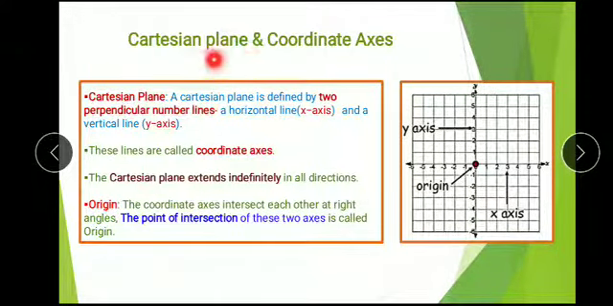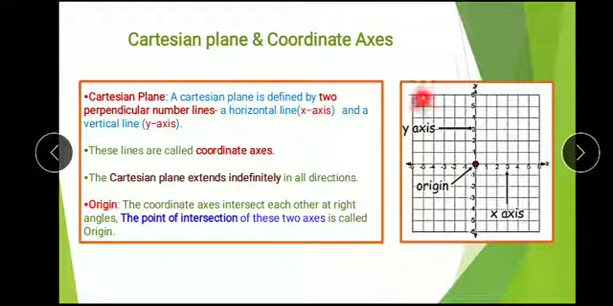So what is the Cartesian plane? The plane which we are going to discuss is how to plot an ordered pair of points in a graphical plane. The graphical plane here is referred to as the Cartesian plane, and the coordinate axes. A Cartesian plane is defined by two perpendicular lines, a horizontal line which is called the x-axis and a vertical line called the y-axis. So we can say this is the Cartesian plane.